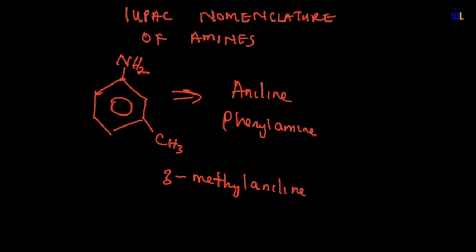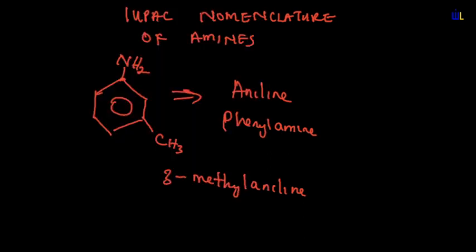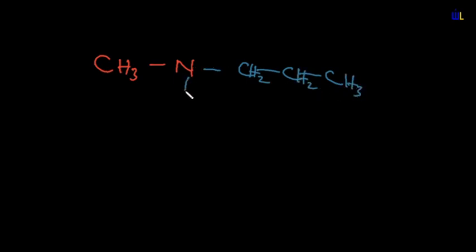Moving ahead from this first rule, we'll go to the very next rule. And what does that next rule say? It says that when naming alkyl amines, the longest continuous chain of carbon atoms attached to the nitrogen atom becomes the parent chain. So what does that mean? If you have a particular group or chain where there are variable alkyl groups, so if you look at the structure on the screen, we have maybe CH3 attached to nitrogen, and then on the other end you have CH2, CH2, CH3. Then probably there's a hydrogen atom here.